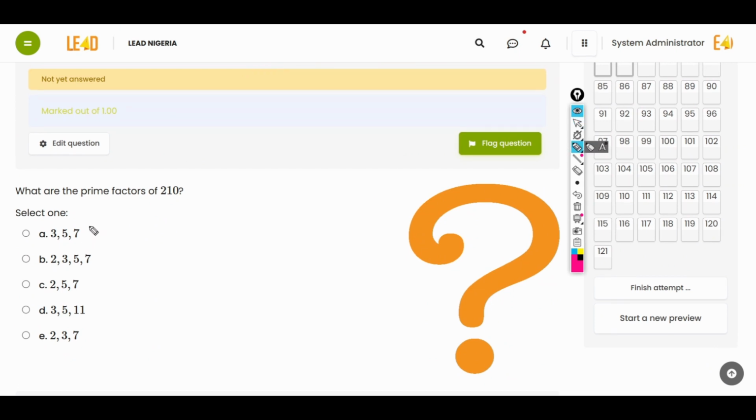Okay, so 72 says, what are the prime factors of 210? So we can test the options. We know that 2 works. The rule for 3 states that if the sum of the digits can be divided by 3, then the number can be divided by 3. So 2 plus 1 plus 0 gives you 3, and since 3 can be divided by 3, 3 can divide 210. 7 works because 7 in 21 works. Oh, I forgot 5 works because it ends with 0. Okay, so 2, 3, 5, 7.